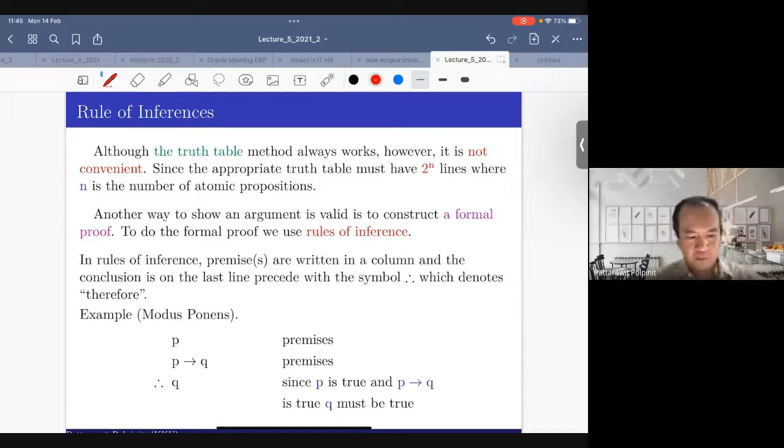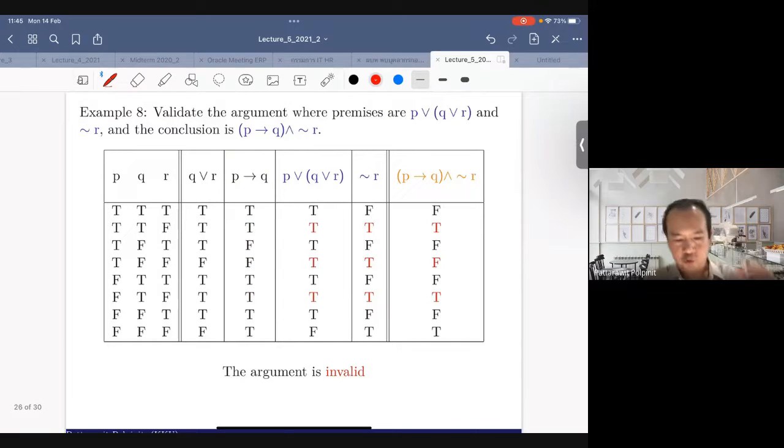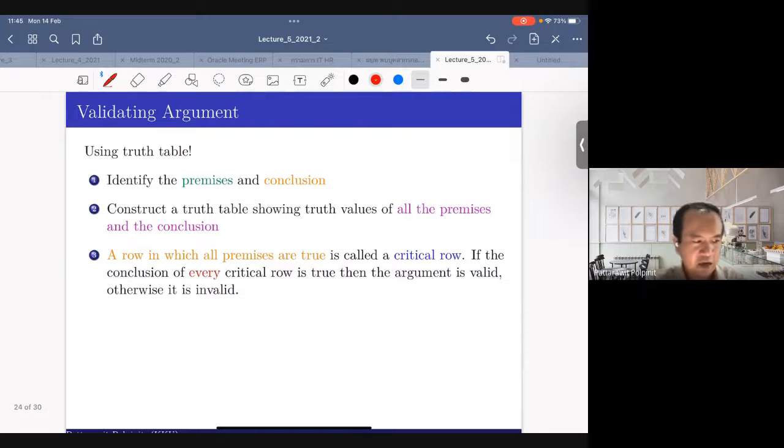So in order to validate the argument using a truth table, basically the steps that you have to do are: first, you have to identify what the premises are and what the conclusion is from the argument that you've been given. The second step is to construct a truth table showing the truth values of all the premises and the conclusion. And the last step is to consider what we call a critical row.